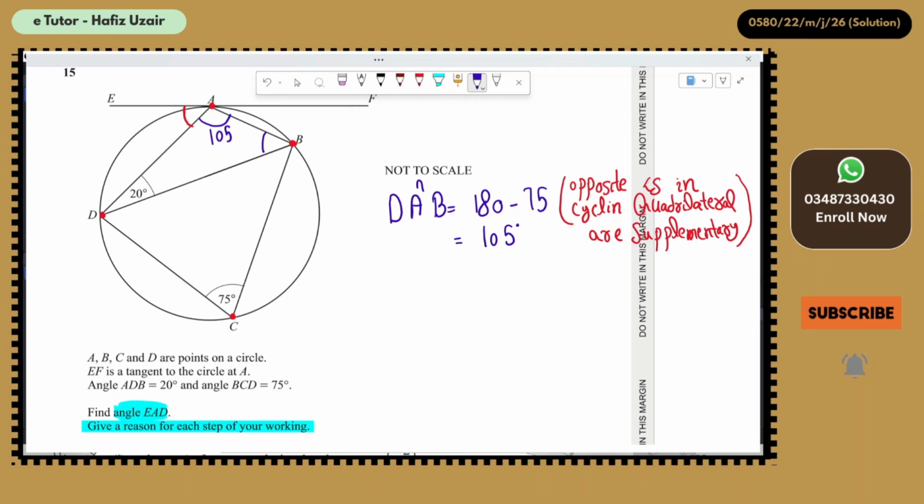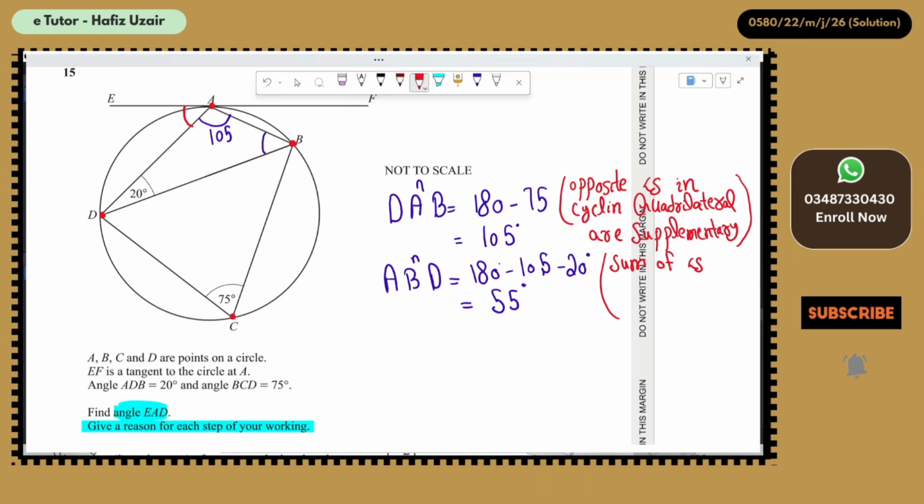Can we find this angle? Yes, we can find this angle easily. So now this angle is ABD, and how do we find it? We'll subtract: 180 minus 105 minus 20 degrees. If we subtract 180 and 105, that is 75, and 75 minus 20 is 55 degrees. And you can write the reason for this angle: sum of angles in a triangle is 180 degrees.